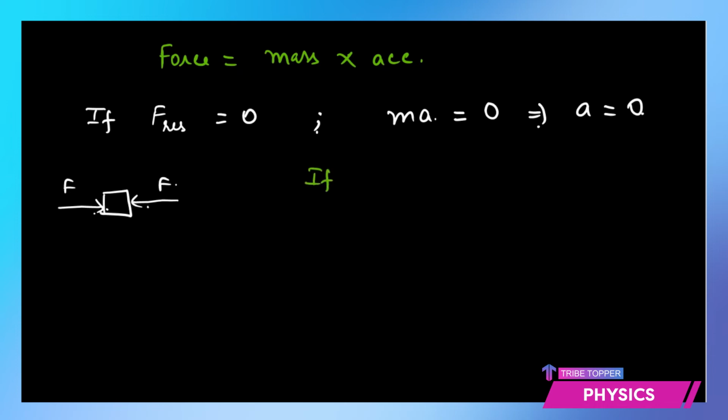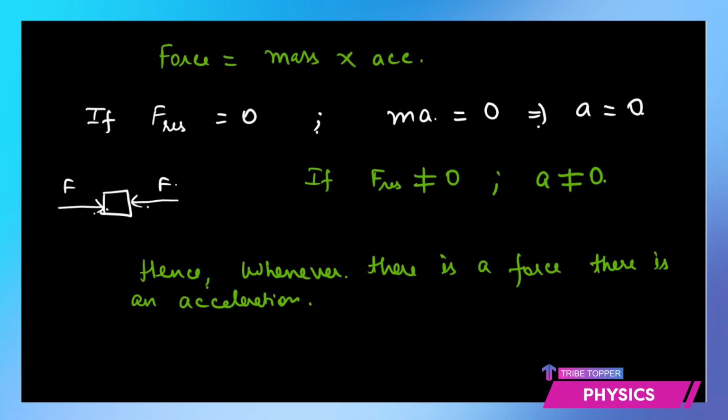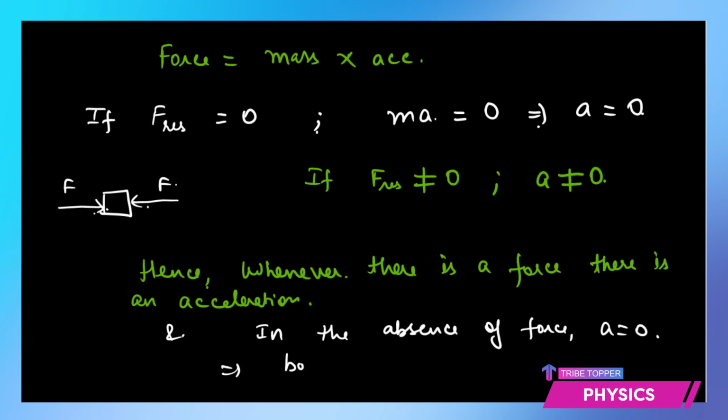And if your resultant force is non-zero, then acceleration will never be 0. Acceleration is always there. So you have to remember that whenever there is a force, there is an acceleration, right? If some net force is acting on a body, the acceleration will be there. On the other hand, in the absence of any net force, your acceleration is going to be 0, which means the body will keep on moving with a constant velocity. So if no force is acting, velocity is constant and acceleration is 0. If a force is acting, then velocity changes and acceleration is non-zero.